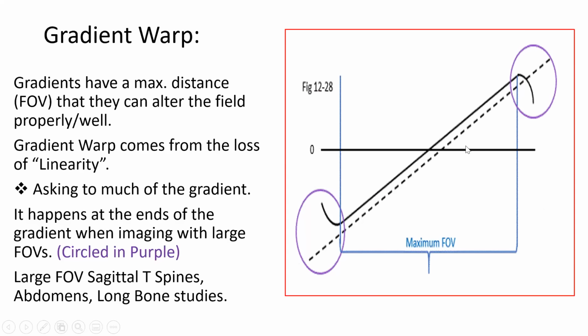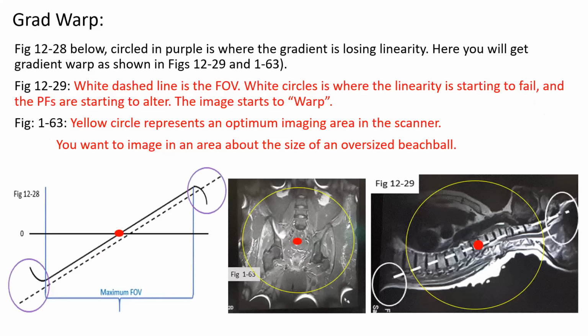We assume that our gradient, when we turn it on, is this dashed line. That would be perfect. It's infinite, but they're not. They're only good for a certain distance. When you use a big field of view, that's when it's going to happen, like sagittal T-spines, sometimes in the abdomen, long bone studies. Okay, so here's that same image that you just saw. In the middle here is a great big field of view of a great big person. And these are T2 fat sat coronals, or STIR.